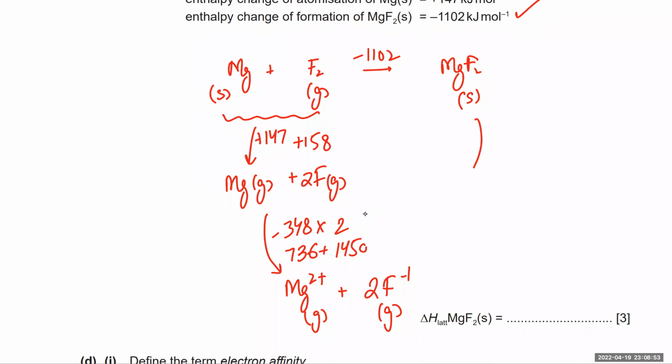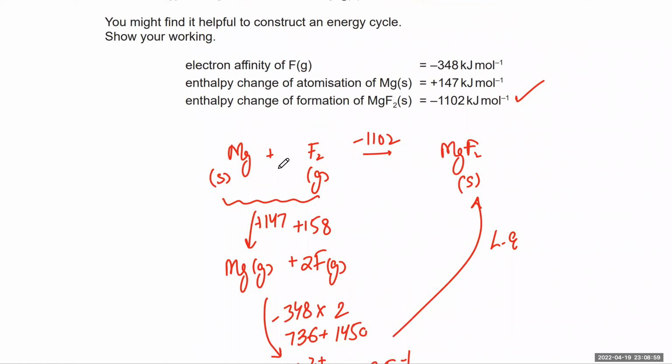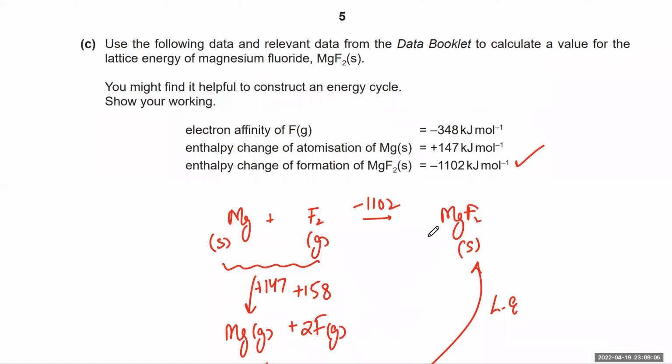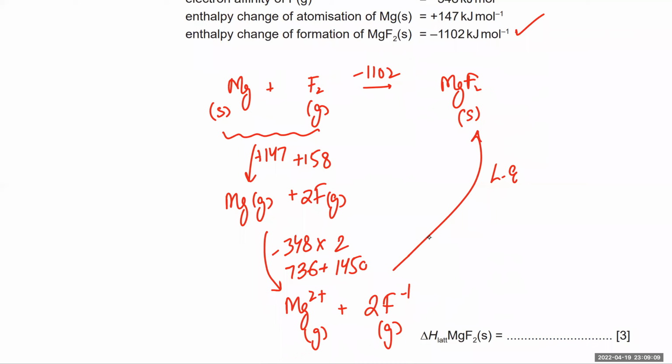And then this part over here is your lattice energy. Okay, that's your lattice energy. And they were asking you to calculate the lattice energy. That's what they're asking for. So one part is equal to the other part. This is one part, that's your other part.